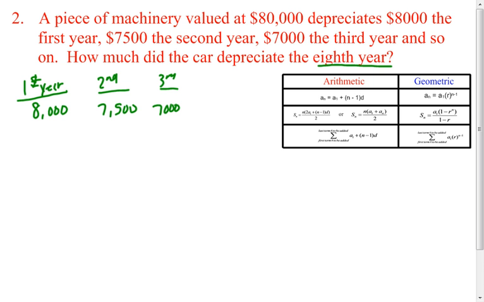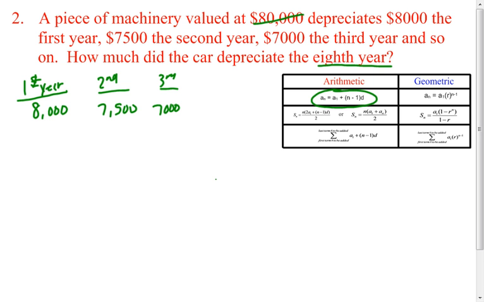Notice this $80,000 is really not needed at all. I am just trying to figure out how much it depreciates, so that's all I care about in this case. First of all, you have to figure out, is this an arithmetic or a geometric sequence? You're subtracting $500 each time, and because you're adding or subtracting, it's an arithmetic sequence. So this is an arithmetic sequence where I want you to figure out the 8th term. So we will use that formula right there.